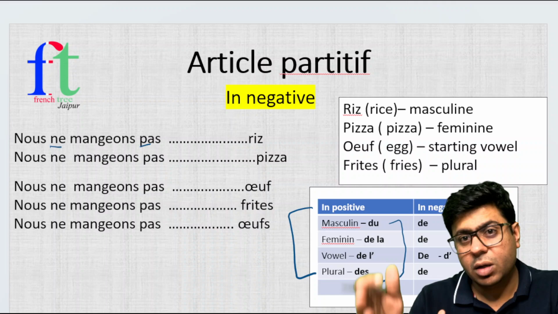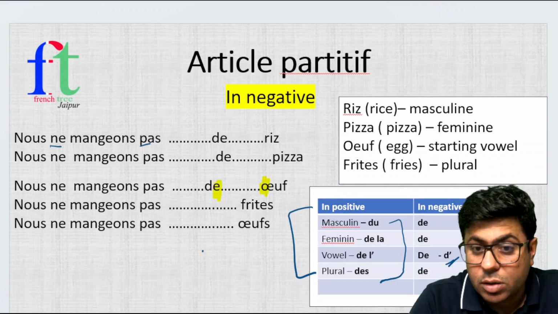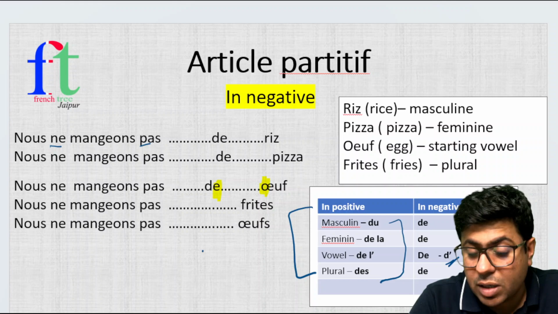This we are working on in front of you. First, nous ne mangeons pas. Earlier that was supposed to be du, but that is negative, so I put de. Nous ne mangeons pas pizza. Pizza was feminine, so according to me that was della, but here it is negative, so I put de. Nous ne mangeons pas. I was supposed to use del apostrophe, but you know it's negative, so I'm putting d apostrophe. I can put de, but look, E and O both are vowels, so that must not clash.